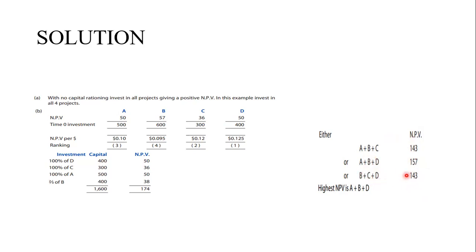And when you finish, you look at the NPV that gives you what? The combination that gives you the biggest NPV. And that is obviously 157. That is A plus B plus D. A plus B plus what? D. That gives you the highest. So this is the combination we are going to take and invest in our project. Okay.